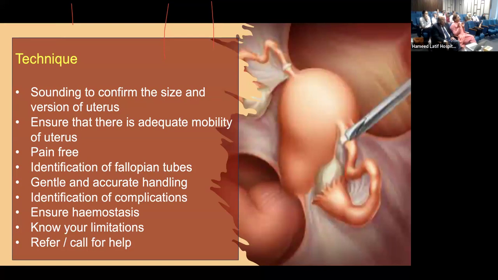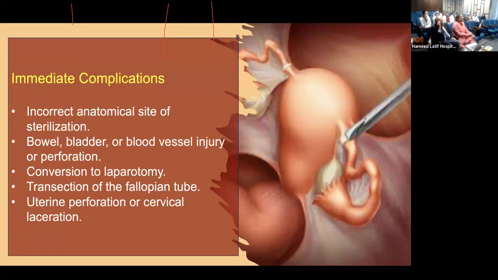और इसके अंदर जो सबसे important बात है to reduce the chances of complications, that is accurate handling and gentle handling. You cannot be rough when you are opening the abdominal cavity and when you are trying to identify the tube, and you have to ensure hemostasis. अगर आपको अपनी limitation पता है कि you are not well versed with the procedure, then you must have somebody supervise what you are doing, and there should be a facility to call for help.